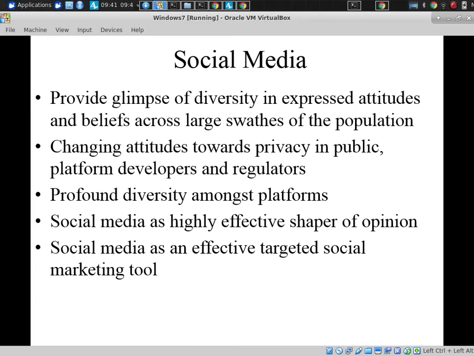There's a profound diversity amongst these different platforms. There's no one-size-fits-all to monitor them. And I want to highlight the fact that beyond serving as an important source for insights about health communication and response to messaging, etc., these tools are very important in two other related features. Number one, as highly effective shapers of opinion.